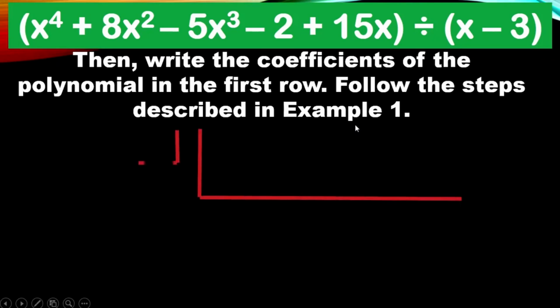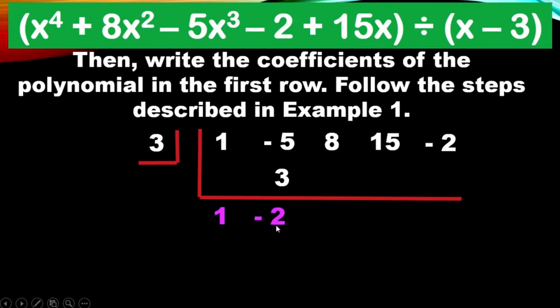So, we have now the numerical coefficients. We have 1, negative 5, positive 8, positive 15, negative 2. And our divisor is positive 3. Then, the next step is to bring down 1. We write 1. Then, we multiply 1 times 3 is 3. Then, negative 5 plus 3 is negative 2. Negative 2 times 3 is negative 6. 8 plus negative 6 is positive 2.